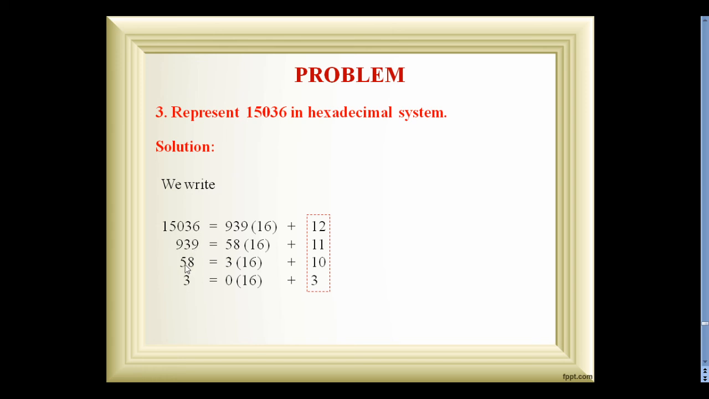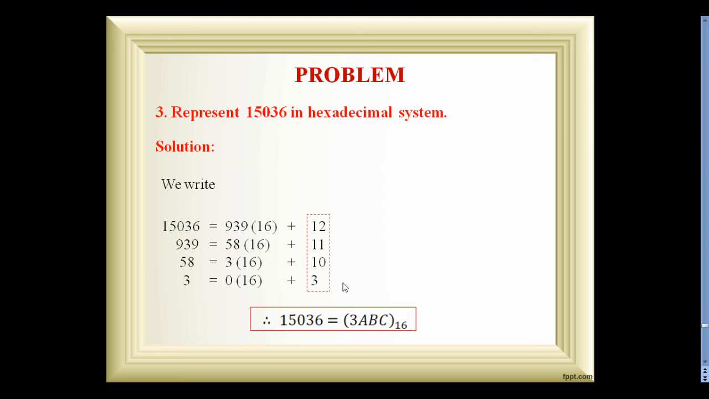Then again you take 58 and divide by 16: 3 times 16 plus 10. Then again you take 3: 0 times 16 plus 3. So until you get 0 we have to proceed with the problem. Now what are the remainders you got? 12, 11, 10, 3. Together we have to take, from last, on the left hand side, 3, and then what is the value of 10?